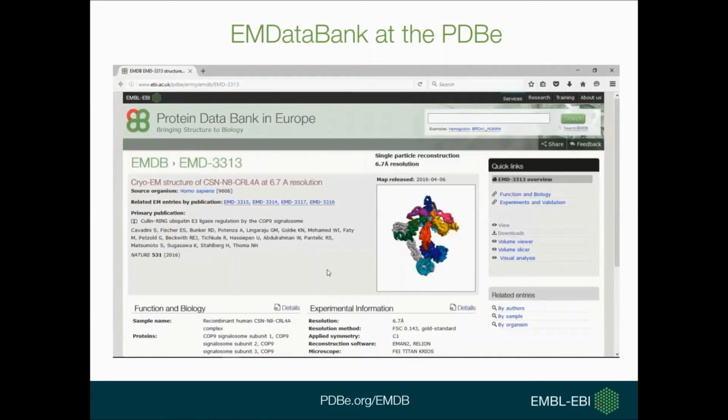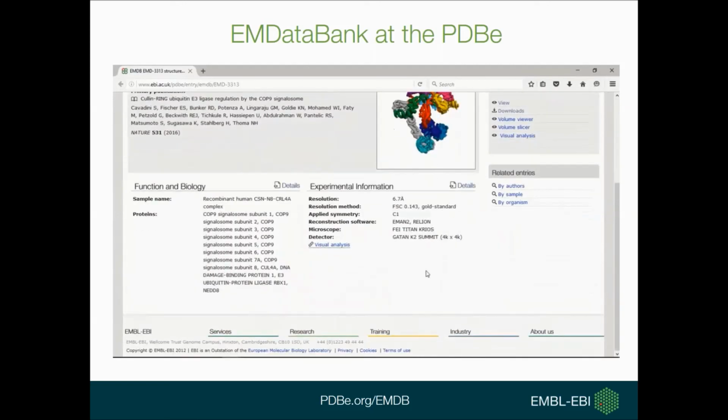If you go to the entry summary, this will bring up the page for that entry. This gives you an image of the map. You also have the experimental technique given along with the resolution, and some other related entries, either in EM entries or any related models in the PDB. You also get some information further down the page about biological information or experimental information for that entry.